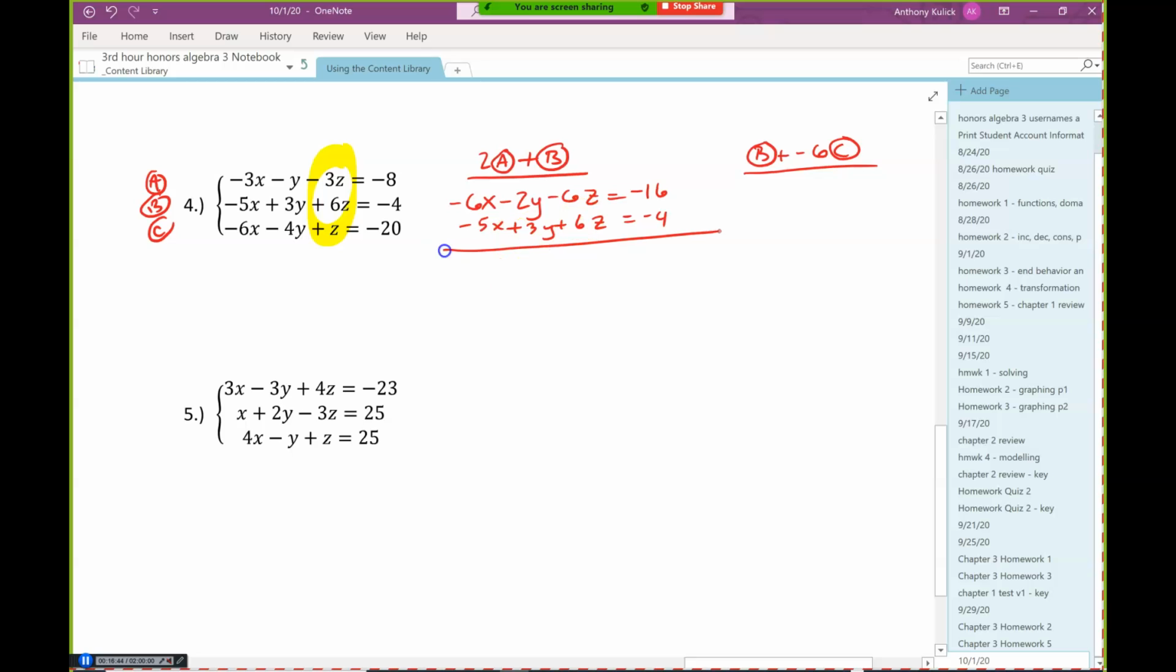And then add down. So -6 plus -5 is -11. -2 plus -3 is +1. -6 plus +6 is 0. And -16 plus -4 is -20. So that's going to be my new equation D. Now let's add B and -6C. So again, I'll just copy B.